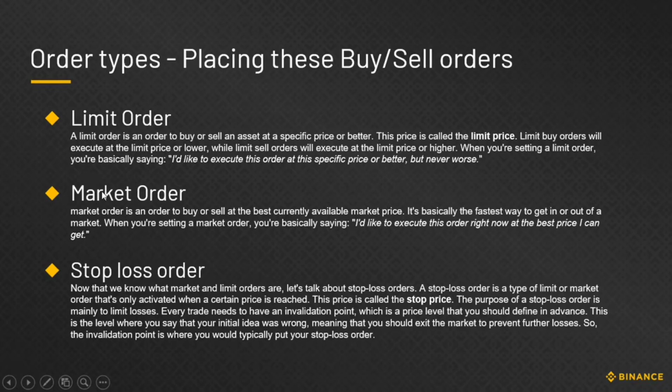Now the second order type we have is the market order. A market order is an order to buy or sell at the best currently available market price. So it's basically the fastest way to get in or out of a market. When you're placing a market order, you're basically saying I'd like to execute this order right now at the best price I can get.